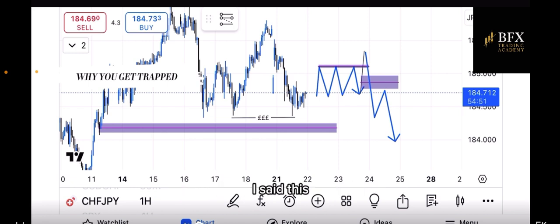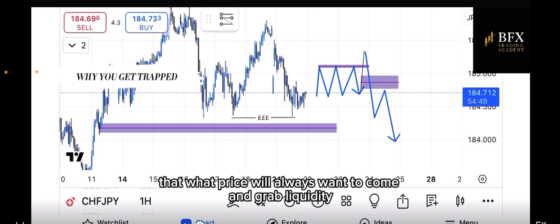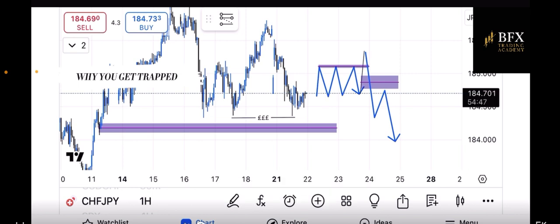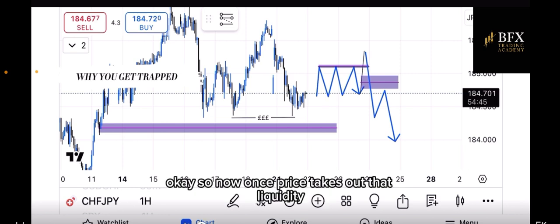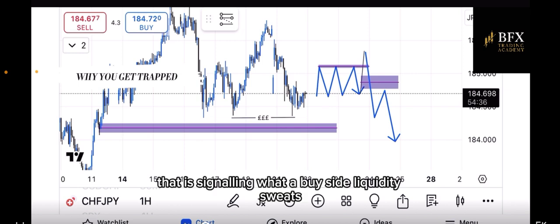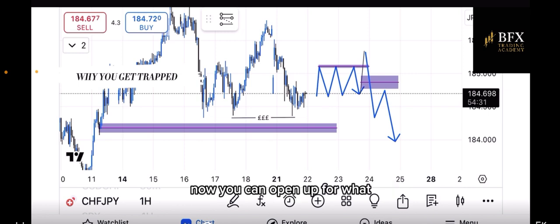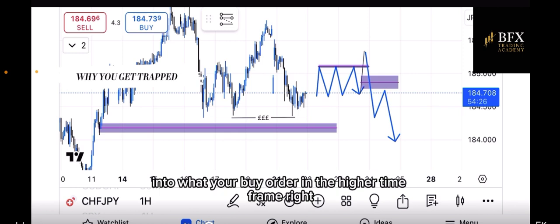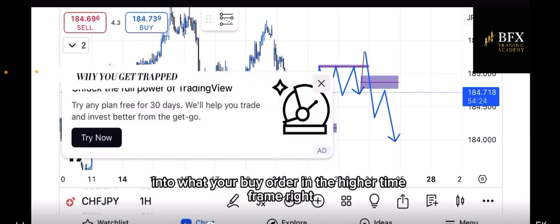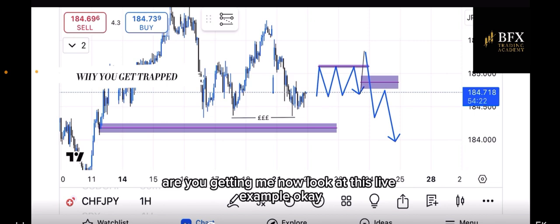Check out my previous video. I said that price will always want to come and grab liquidity. So once price takes out that liquidity upwards, that is signaling a buy side liquidity swept. Now you can open up a short position into your buy order in the higher time frame, right? Are you getting me?